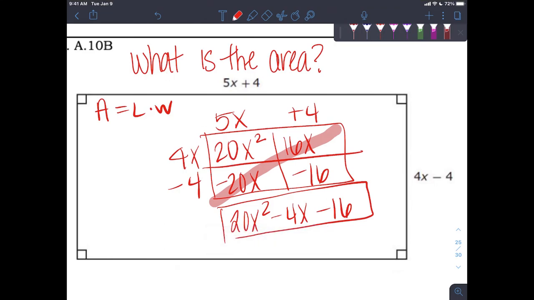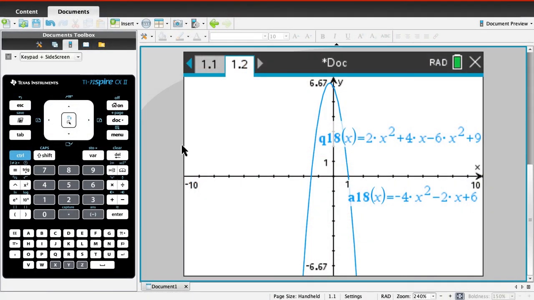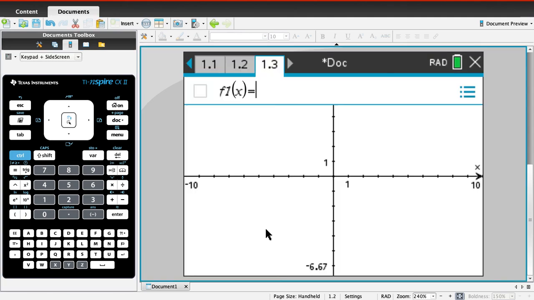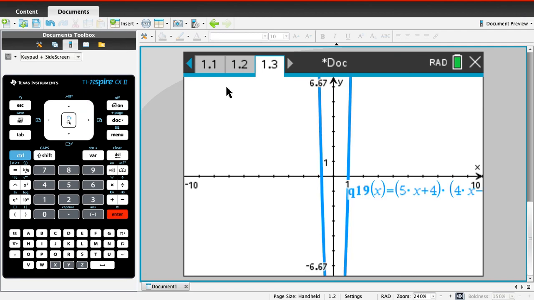But I want to verify that. So let's head on over to our calculator once again. I'm going to start a new graph page, and I'm going to say this is problem number 19. The question from number 19 was asking me to multiply the two sides of this rectangle. So that's what they look like when I graph them.